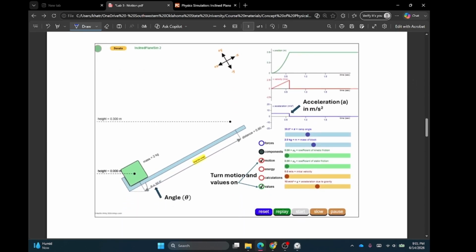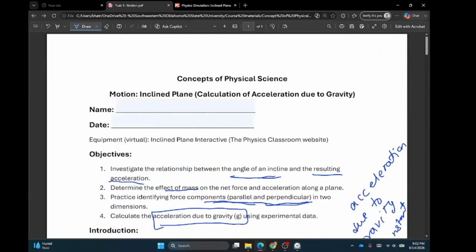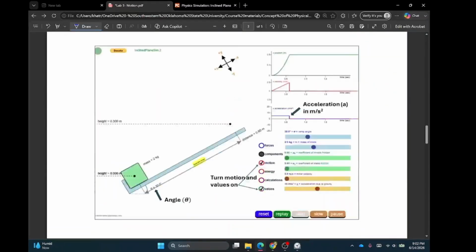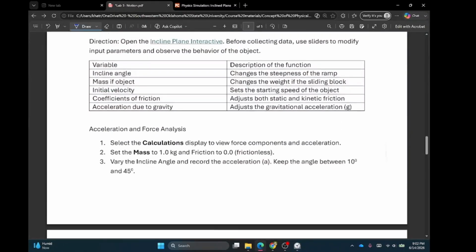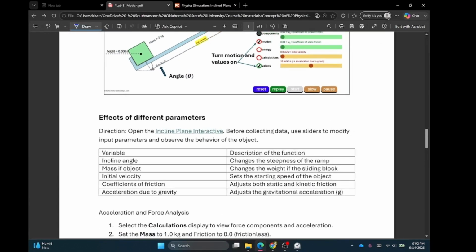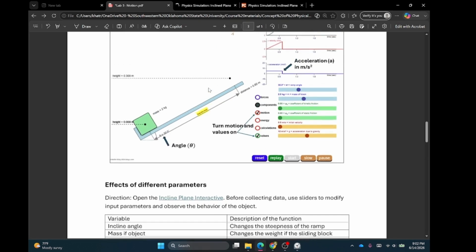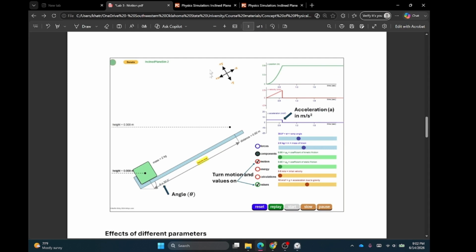So first, the simulation we will be using is from the Physics Classroom. In order to open this lab, I have provided the link here. You can open this, and you will see this page here.